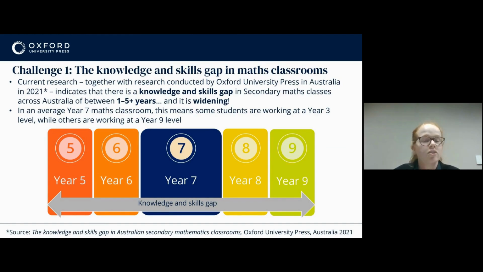So, challenge 1, the knowledge and skills gap. Current research, which includes research conducted by Oxford University Press in 2021, indicates that there's a knowledge and skills gap in secondary maths classes across Australia. And I know I'm preaching to the converted, and we all know that this is true, that there's a gap of 1 to 5 years and more, and it's widening. In the average Year 7 classroom, you might have students working at a Year 3 level, and then others are working at a Year 9, Year 10 level. And as the teacher, you somehow have to address all of these students and make what you're teaching and what they're supposed to be learning relevant to everyone so all of your students can achieve. And at times, this feels like an impossible task.